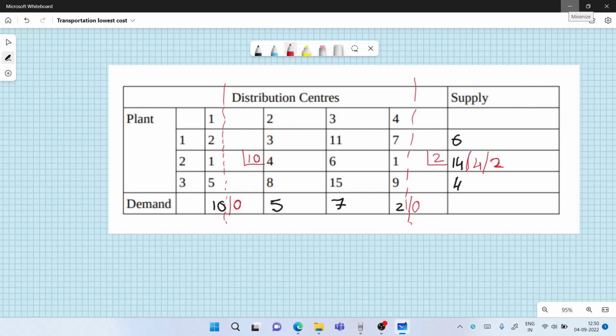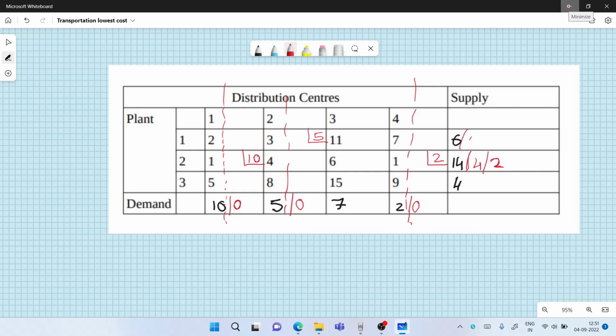Now here what we do is we check the matrix of distribution centers 2, 3 and plants number 1, 2, 3 and check which is the least cost. Now the least cost here is 3. Okay. And the demand is 5. So what we do is we allocate this demand of 5 million liters and we cross it off, since now the demand for distribution center number 2 has been met.